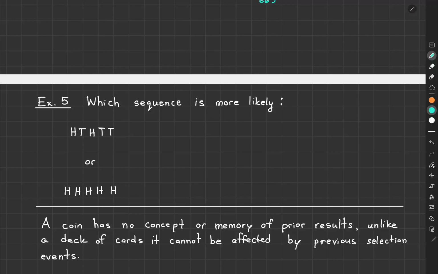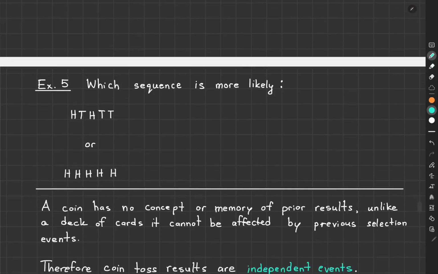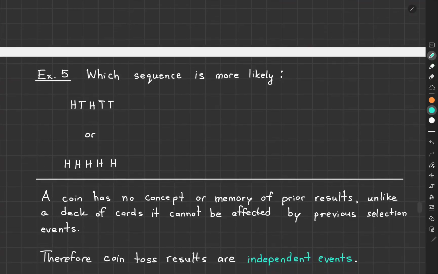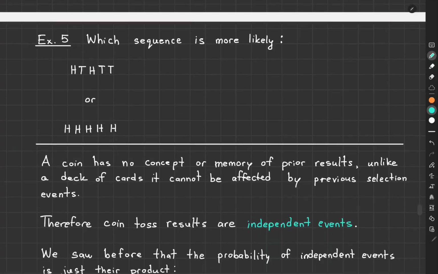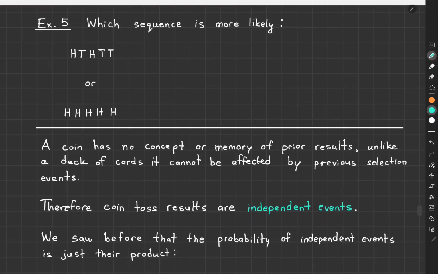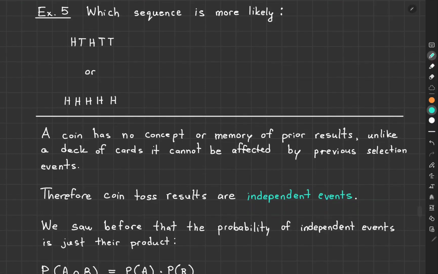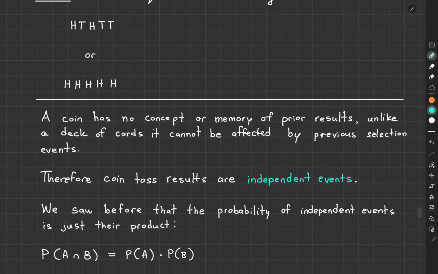So with a deck of cards, if you're not replacing them, sure, you're going to reduce the total amount of cards, and maybe the number of black cards or red cards that you have. That's not the case for a coin. It remains unchanged. Therefore, coin toss results are independent events. Now, what we know is that the probability of independent events is going to be the probability of A times B.